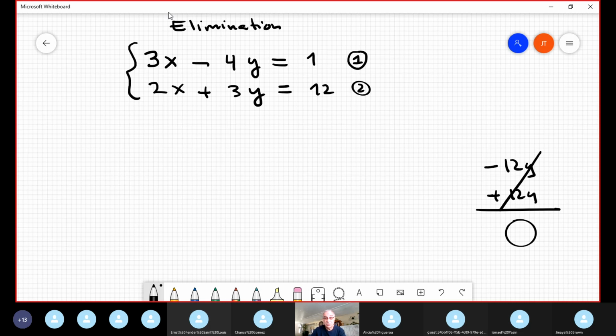So you need to enforce the situation to get this goal. For example, you multiply equation number 1 by 3, this is a factor, and you multiply the second equation by 4. Because 3 times negative 4 is negative 12, and 4 times positive 3 is positive 12.